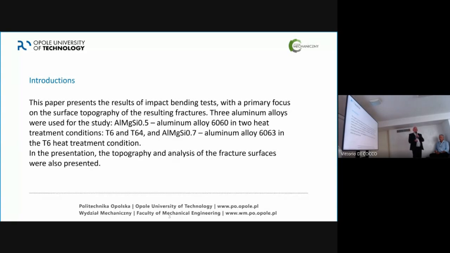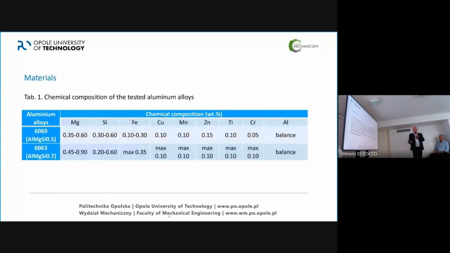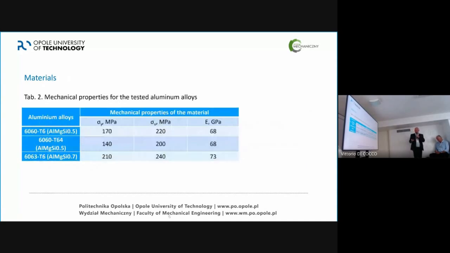These 2 kinds of aluminium are very often used for the production of windows and doors in trains. In the presentation, the topography and analysis of the fracture surface were also presented. The chemical composition of these 2 aluminiums is put in this table. It's typical of aluminiums used in trains. The mechanical properties of this aluminium are put in this table.